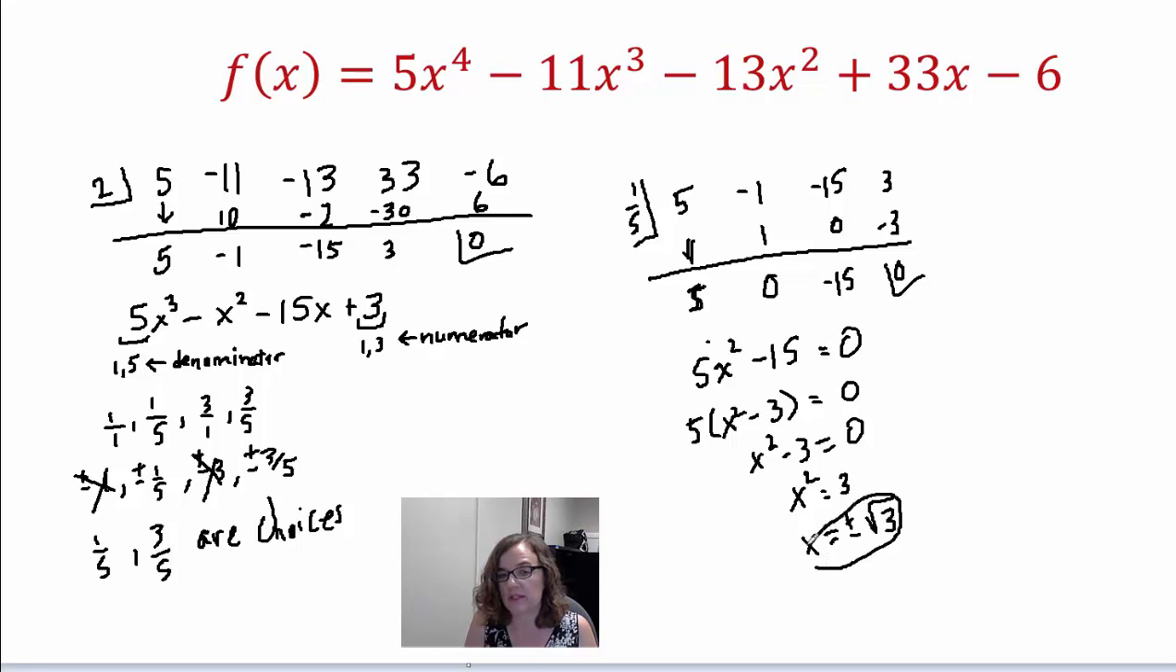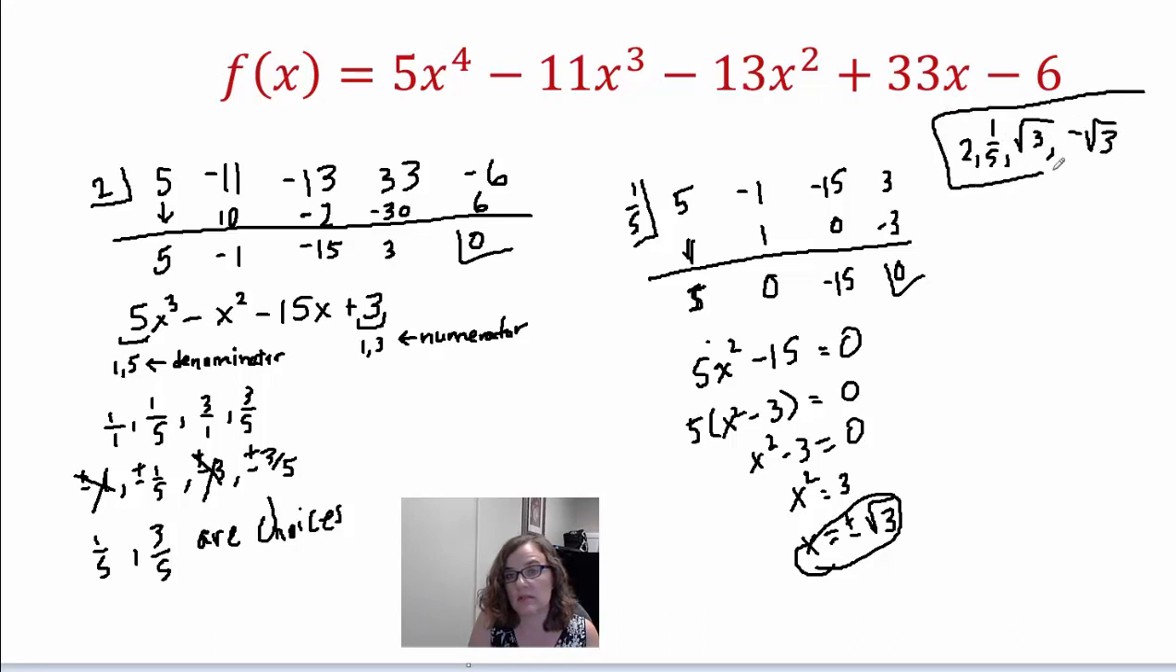And these two actually do count. The positive and negative square root of 3 counts, and that's what you would type in as your answer, along with 2 and 1/5. So the way I would do it, I would just go 2, comma, 1/5, comma, square root of 3, comma, negative square root of 3. That's what you want to put in. Those 4 are what you'll put in for your answer.